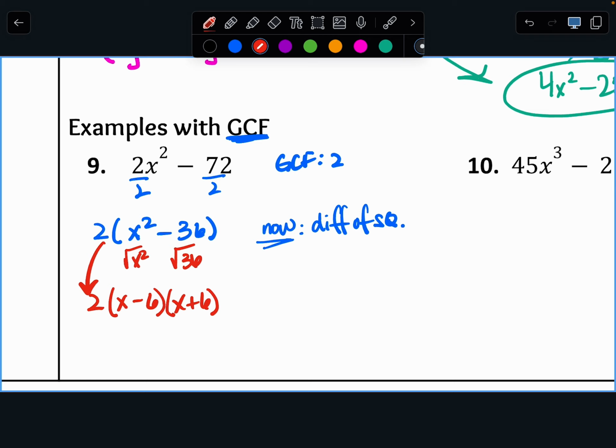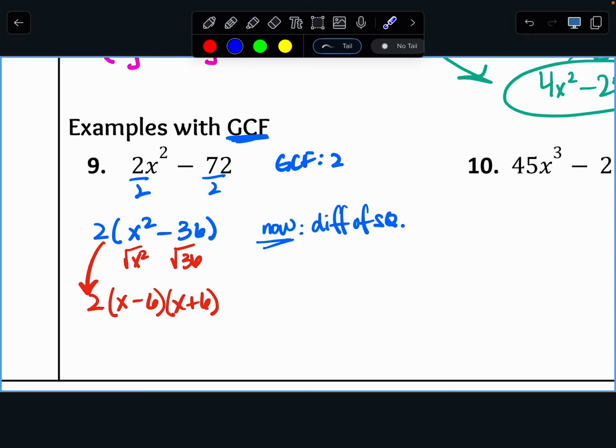So you can't look at a problem and automatically go, well, that's not a difference of squares. I can't do that one. You have to follow through and remember that you can take out a GCF or simplify your fractions to make it something so that it will be a difference of squares.